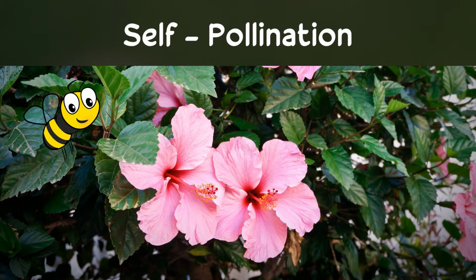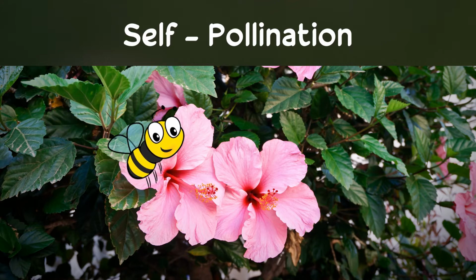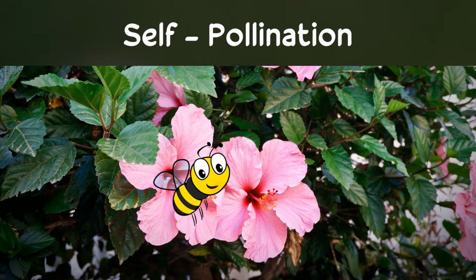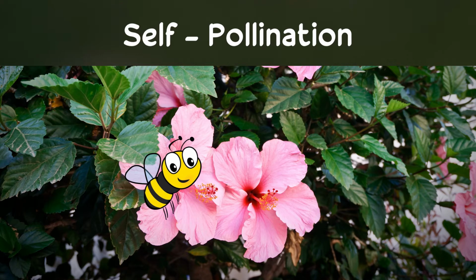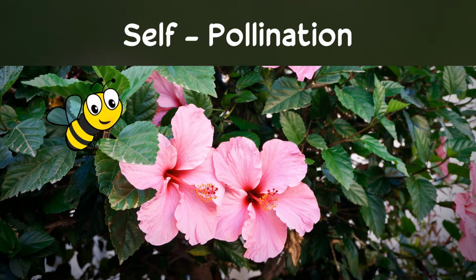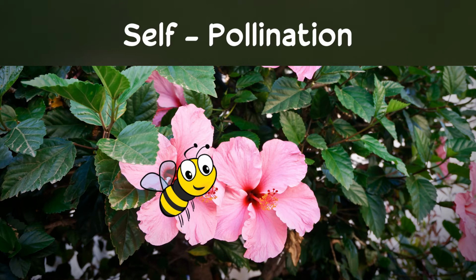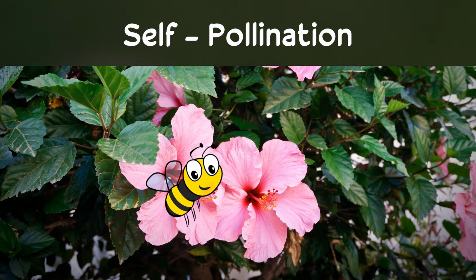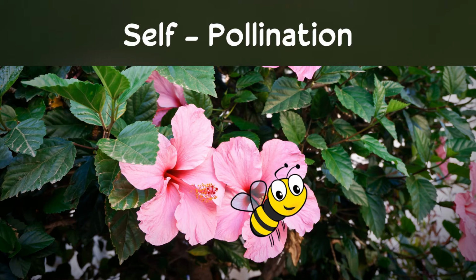For example, we have this bee. Let's call him Baby Bee. When baby bee goes to a flower, this pink gumamela flower, and accidentally carried pollen grains with him, and it went to the stigma of the same flower, that is called self-pollination. Another scenario would be when baby bee goes to the gumamela flower, and then carries pollen grains with him, and goes to another gumamela flower of the same plant, ibig sabihin, same lang sila ng source. That is still called self-pollination.